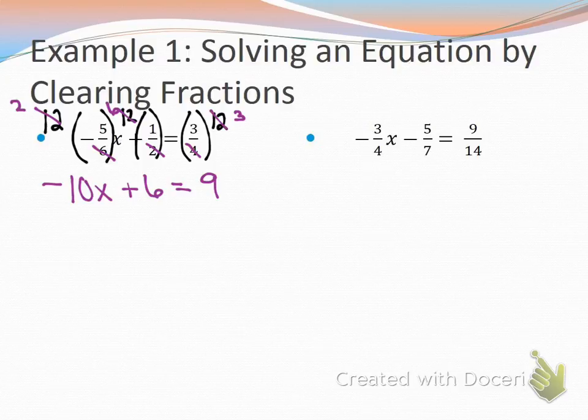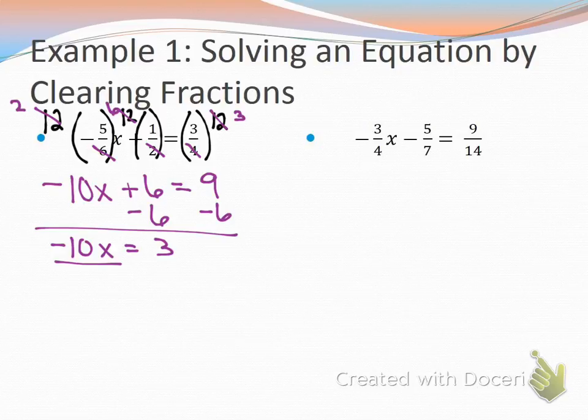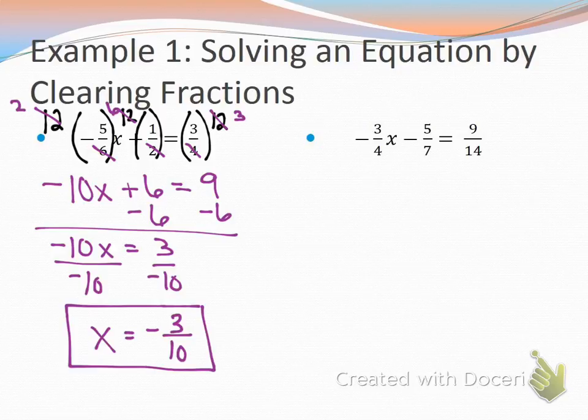So now, guys, I have a two-step equation, and I can solve this like a regular two-step equation. I want to give you a minute to try to solve the rest of this equation. All right, so we subtract 6 from both sides. Negative 10x equals 3. Divide both sides by negative 10. X equals negative 3/10. Did anybody get that before I did?